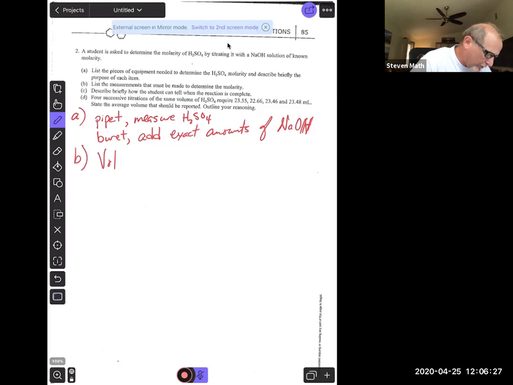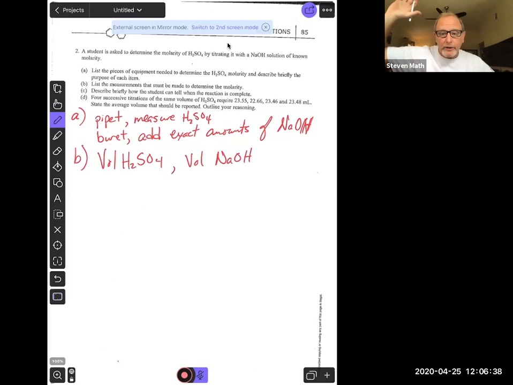What do we need? We need to know the volume of the H2SO4, and we need to know the volume of the NaOH. And someone's going to say, but you also need to know the molarity of the NaOH, and that's kind of true. But did you measure that? No, you didn't. These are the only 2 measurements, and they don't ask for any explanation. List measurements, done. C, describe briefly how the student can tell when the reaction is complete.